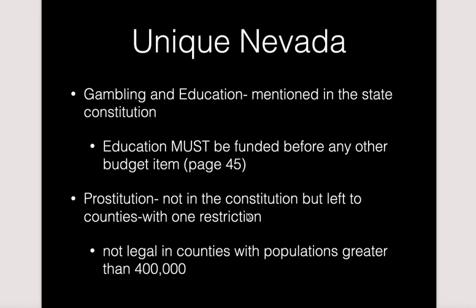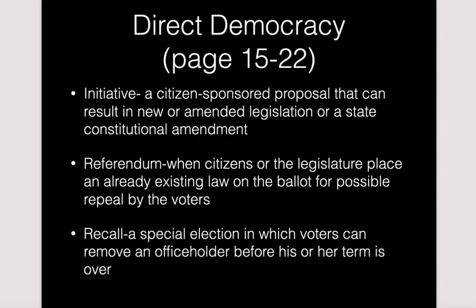Also, prostitution is not in the Constitution, but left up to the counties with one restriction, that it cannot be legal in any counties with populations greater than 400,000. So that leaves out Reno, Washoe County, and Clark County.